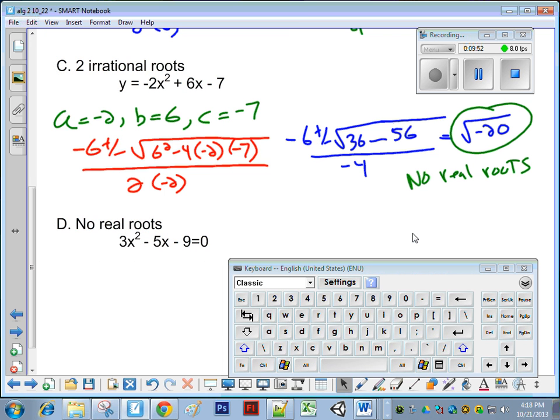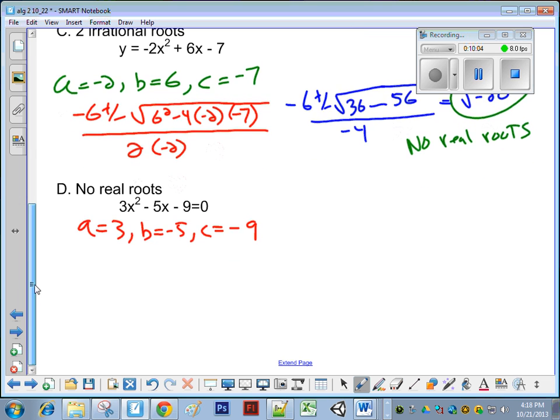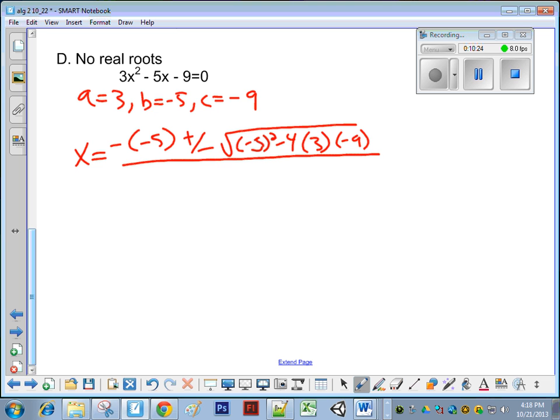All right, so let's see how this last one works out. Okay, here I've got A as being 3, B is negative 5, C would be negative 9. So what I'll do for this one, x would equal negative 5 plus or minus the square root of negative 5 squared minus 4 times 3 times negative 9, all over 2 times 3.